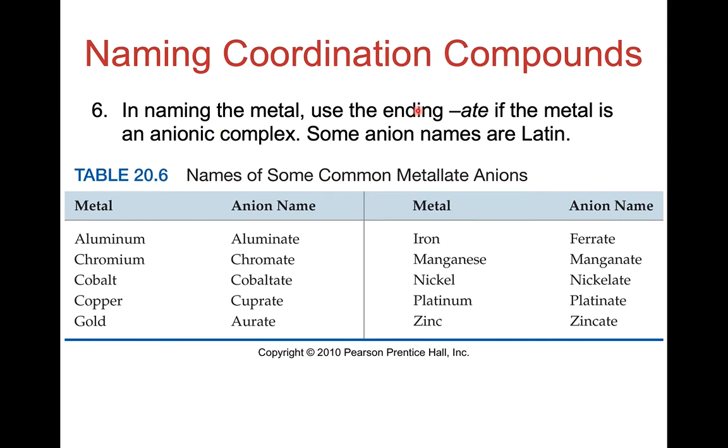In naming the metal, use the ending "ate" if the metal is in an anionic complex. Some anion names are Latin. So some of them are simple. Aluminum becomes aluminate. Chromium becomes chromate. But for example, copper becomes cuprate. Gold becomes aurate. Iron becomes ferrate.